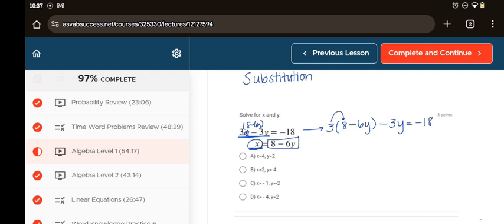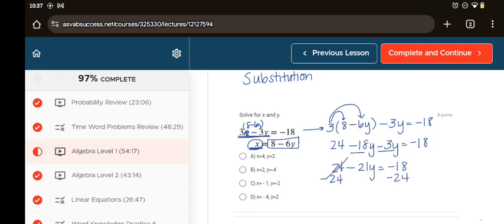Okay, so before I can simplify this, I do 3 times 8 is 24. And remember, I distribute to everything inside. 3 times negative 6, negative 18y, minus 3y equals negative 18. So 24, negative 18 minus 3. Remember, when we're subtracting from a negative, it becomes more negative. So we do negative 21y equals negative 18. So I minus 24, I minus 24. This cancels out.